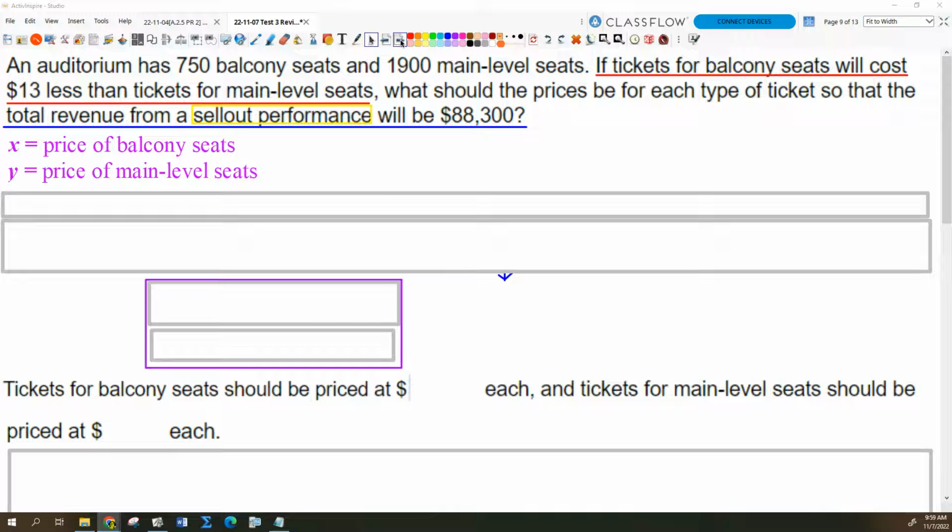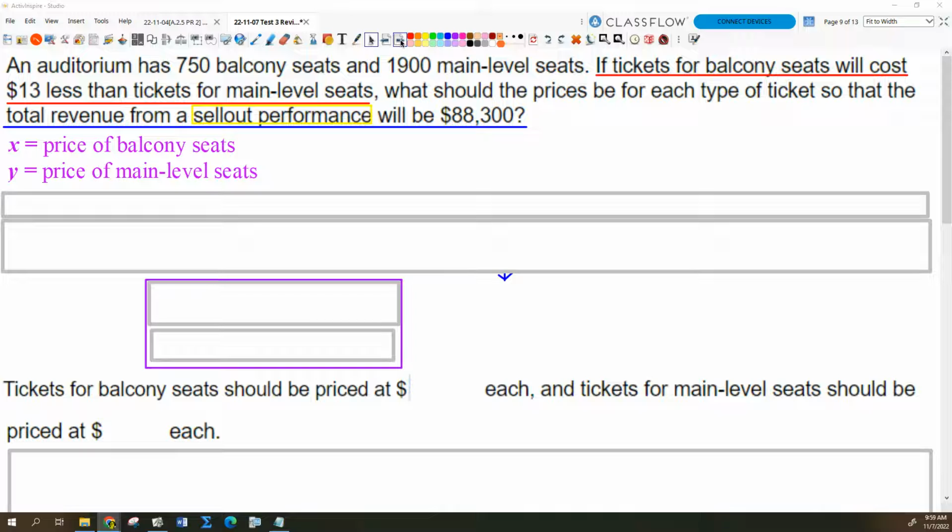Okay, so our goal here, now what do we do on these things? First of all, the first step is you have to write down what the variables are, right? And how do you know what the variables are? What's being asked? Those are the unknowns. What should the prices be for each type of ticket? So there, my unknowns are the prices for balcony seat tickets and main level seat tickets. So I'm going to call those X and Y.